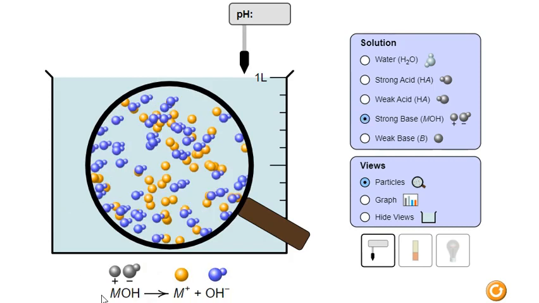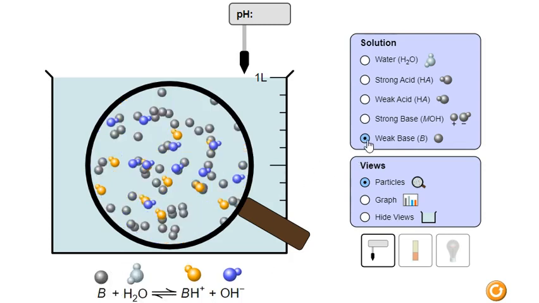Same thing with the base. If you have a strong base, represented here, MOH, you don't see any of those gray formula units in solution. That's because they've completely ionized into their individual ions. Strong things completely ionize. Weak things, however, you'll notice the weak bases, there's a lot of that still present in a weak base solution. Some of it will have ionized, but not much of it.